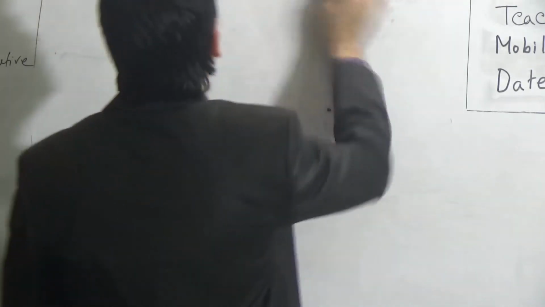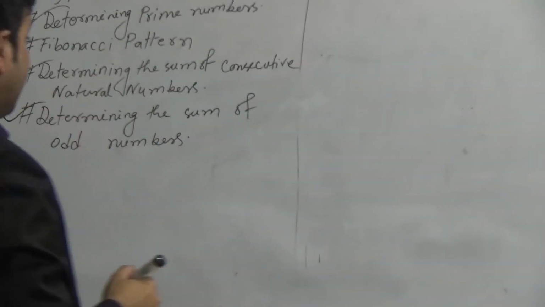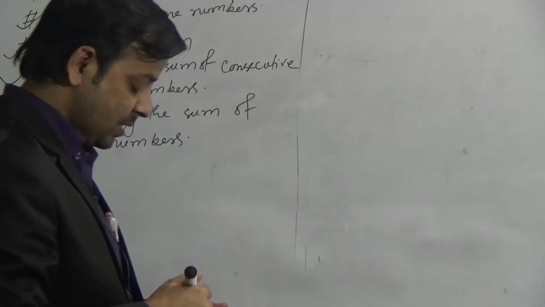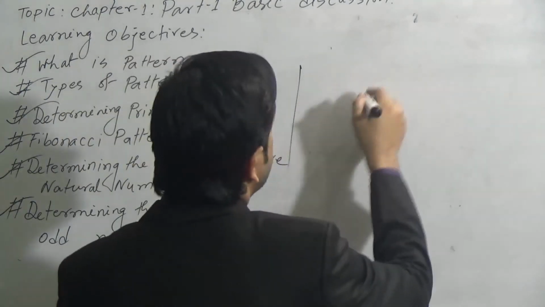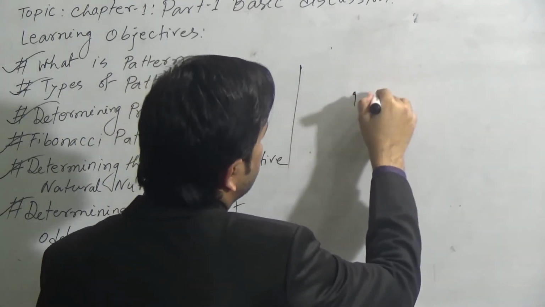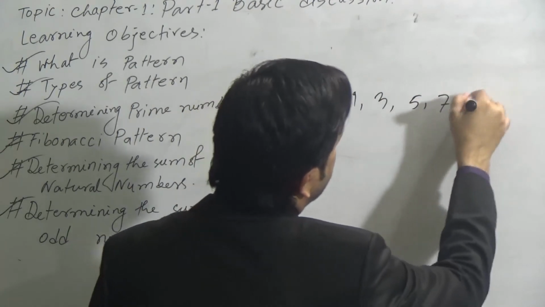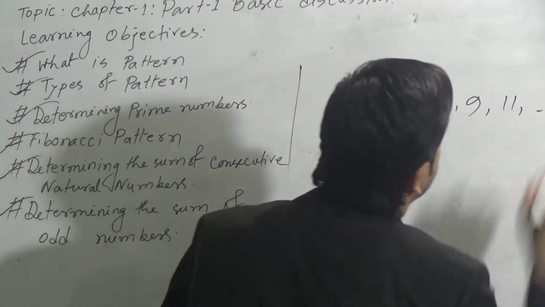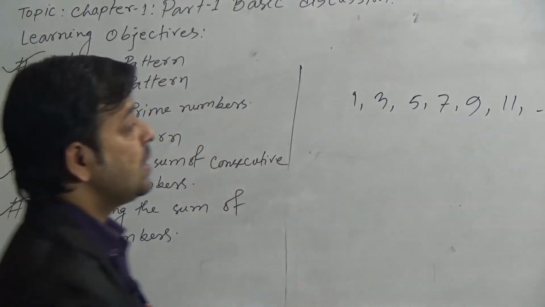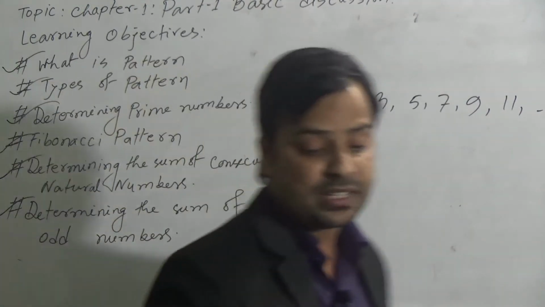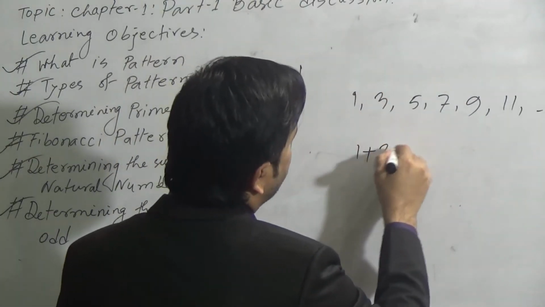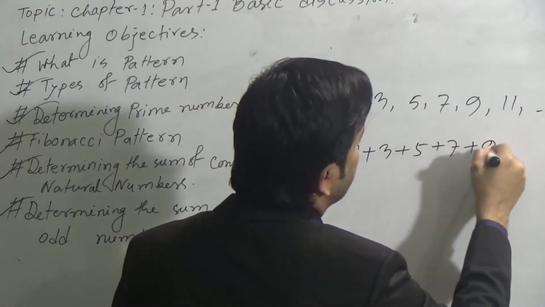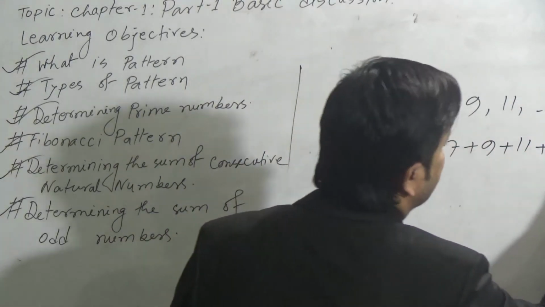Now what is the next topic? This is our last topic today. This topic is determining the sum of odd numbers. How can we determine the sum of odd numbers, dear students? You know the odd numbers are 1, 3, 5, 7, 9, 11. As we have to determine the sum of odd numbers, we can write 1 plus 3 plus 5 plus 7 plus 9 plus 11. In this way, we can determine the sum of odd numbers.